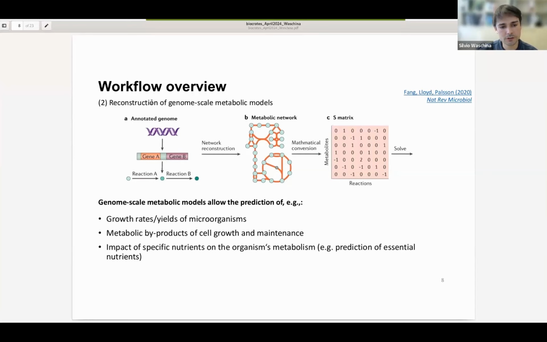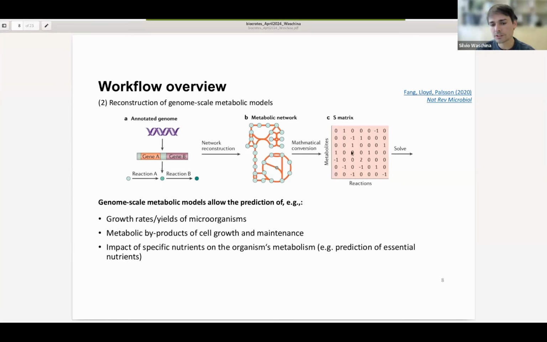We start with the annotated genome that we got from the genome catalog. From the annotation of the genome, we know which enzymes are encoded in the genome. And by looking into databases for which reactions can be catalyzed by those enzymes, we can collect all the reactions that the organism is capable of catalyzing, in theory at least. When we put together all these reactions in one network, we come up with the so-called genome-scale metabolic network, which is a representation of all the catalytic capabilities of that organism, as far as we can know this.